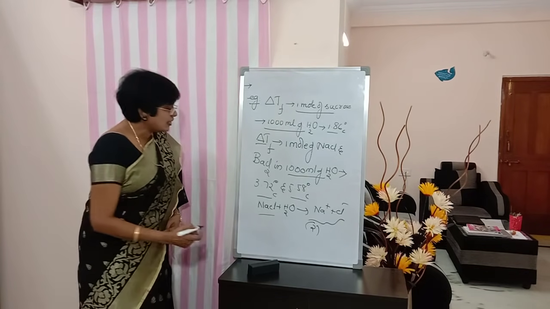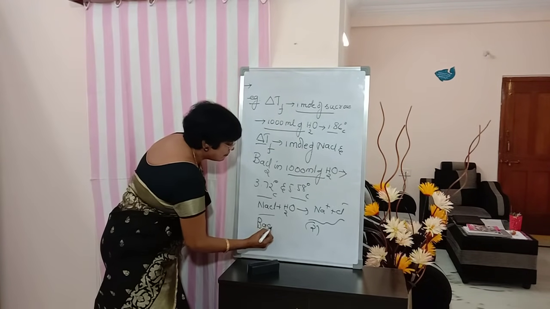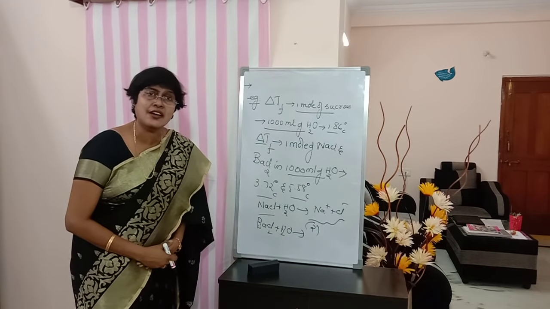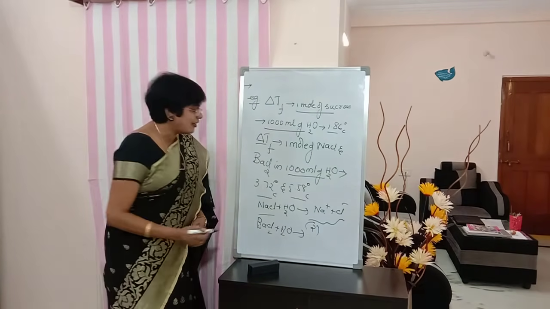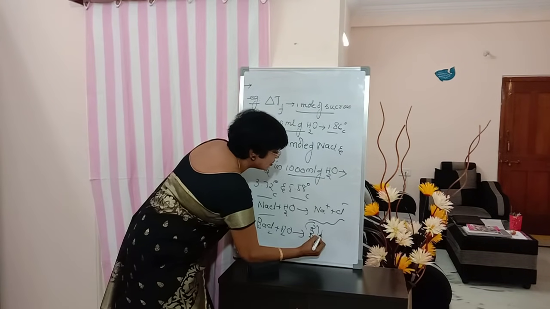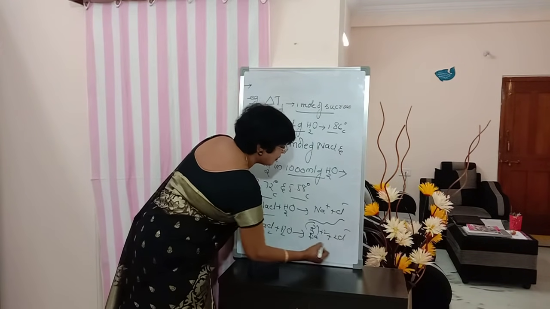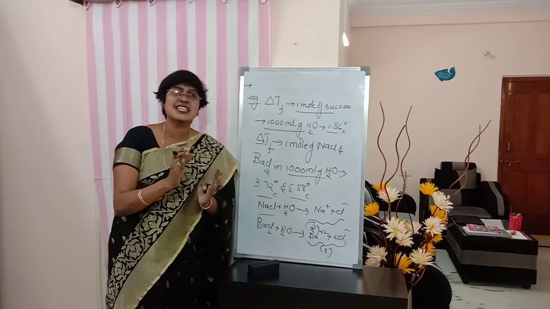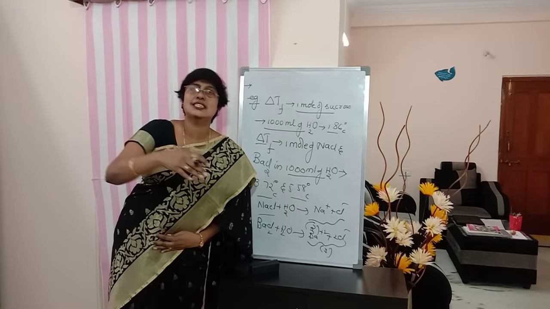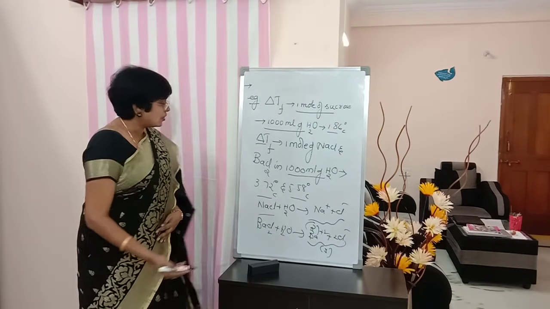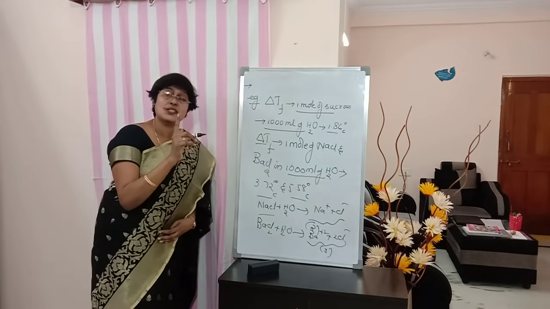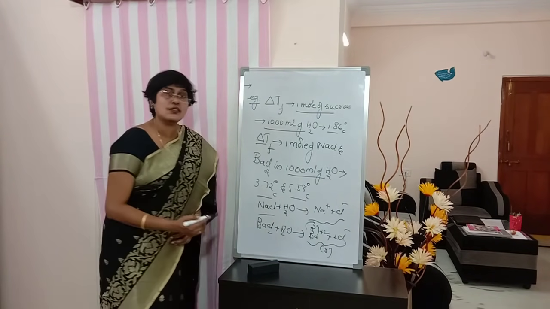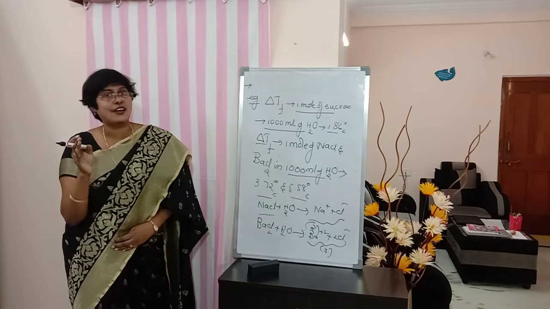Now coming to BaCl2, when dissolved in water, it dissociates into how many ions? 3 ions. What are they? Ba plus 2 and 2 Cl minus. Total 3 ions. 3 ions means 3 particles, 2 ions, 2 particles. So NaCl is dissociating into 2 ions, BaCl2 dissociating into 3 ions.